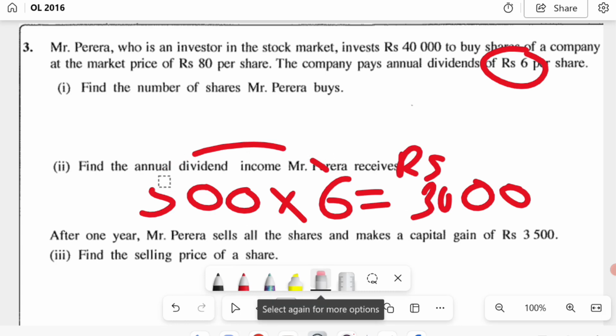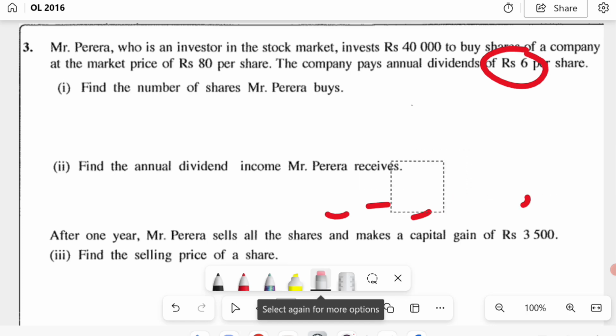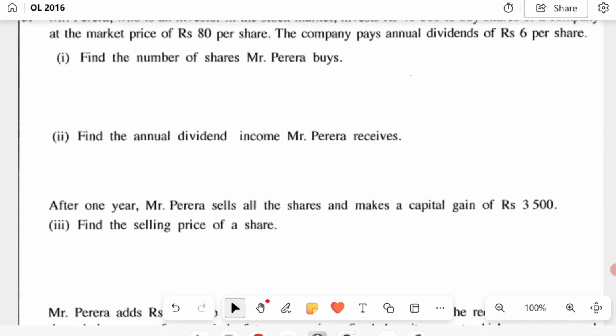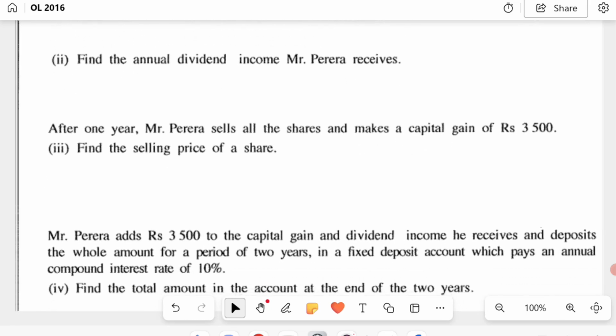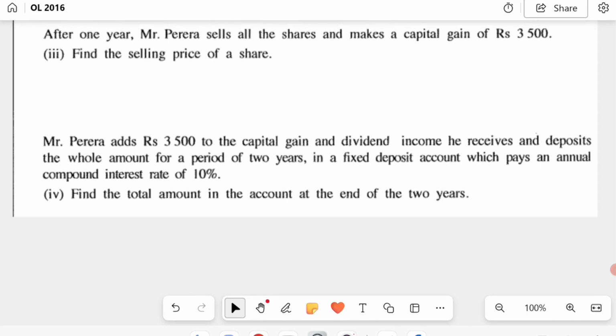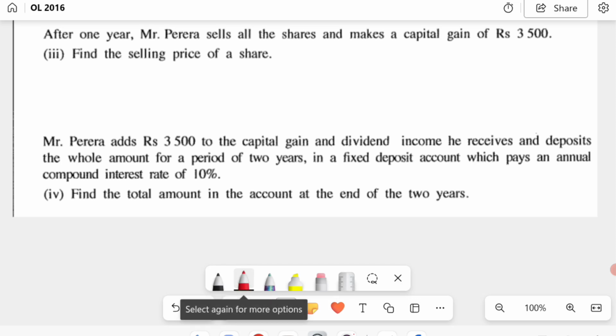Then part 3, after 1 year, Mr. Pereira sells all shares and makes a capital gain of 3,500 rupees. Find the selling price of a share. Capital gain is 3,500. It means the total selling price should be 3,500 greater than his buying price.